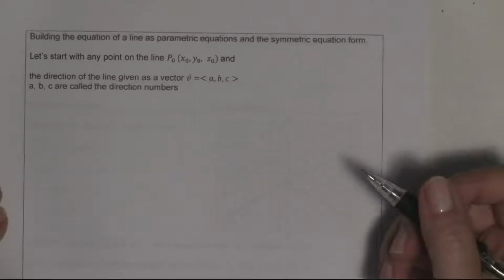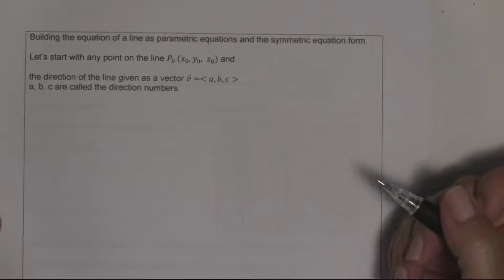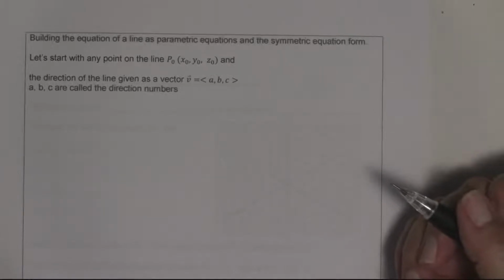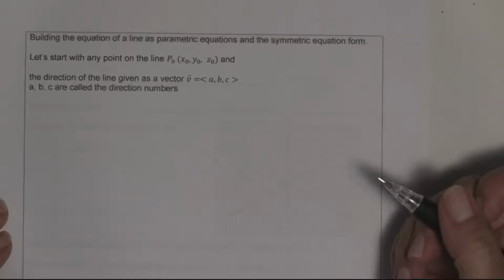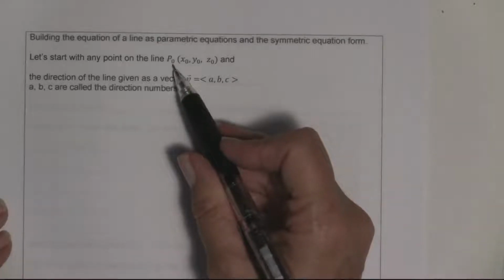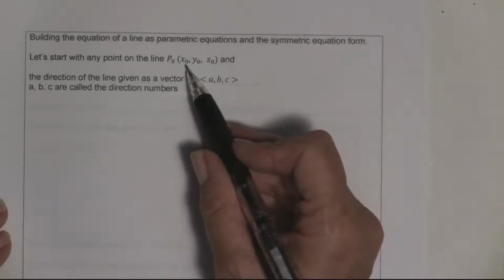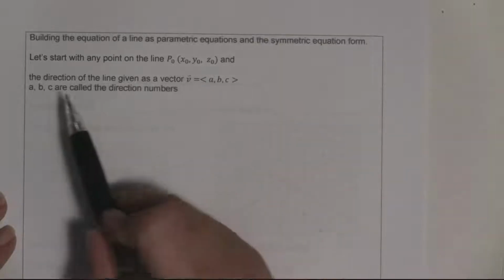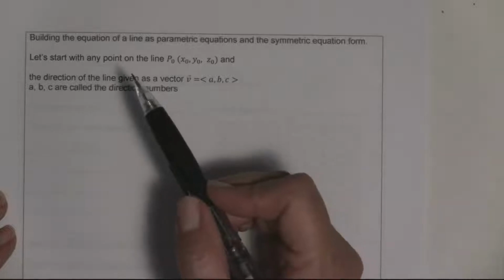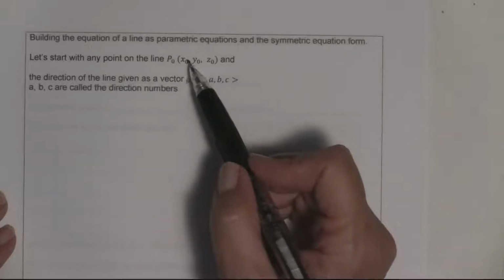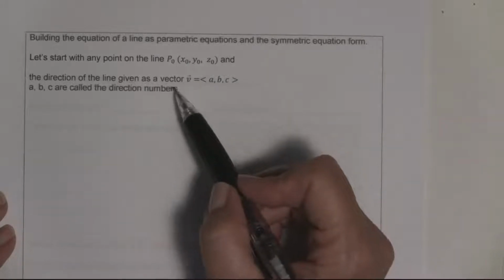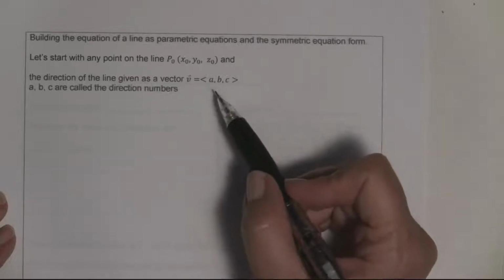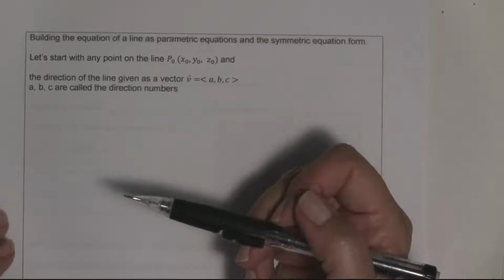So here we're going to be building the equation of a line in the parametric equations and the symmetric equation form. And we're going to start off with a point on the line. I'm going to call it p sub 0, and it has the coordinates x0, y0, z0. And then we're going to be given the direction. So those are the two things that we said that we needed: the point on the line and the direction. And here's the direction vector where it has the pieces A, B, C. And A, B, C are called the direction numbers.